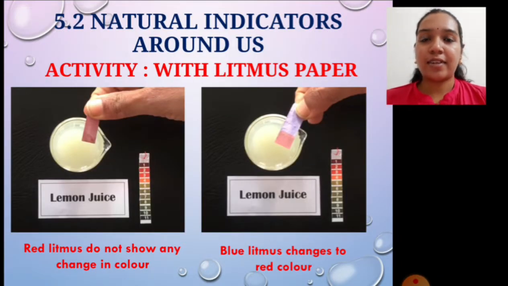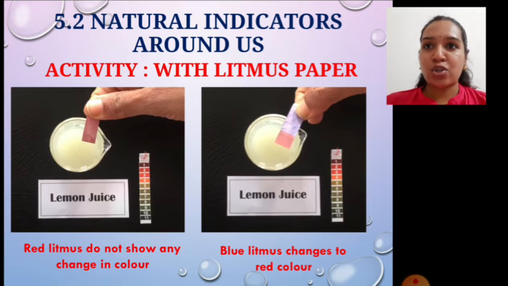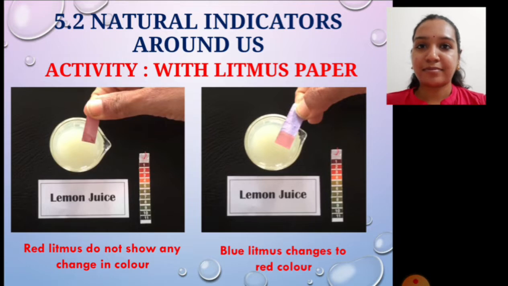So here in the pictures, we can see the observations. We asked the question just now, what is the change in color when red and blue litmus strips are tested with lemon juice? Here you can see the red litmus does not show any change in color, but the blue litmus strip changes to red color. That means lemon juice or lime water is acidic in nature. As we discussed, blue litmus turns red when reacted with acid, and red litmus turns blue when reacted with a base. Here the blue litmus is turning red. That means lime juice is acidic in nature.